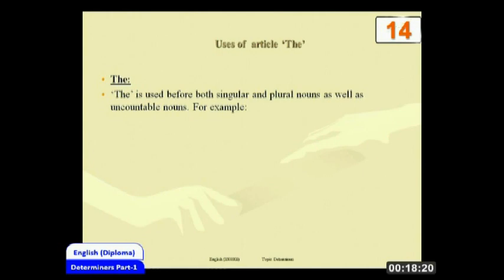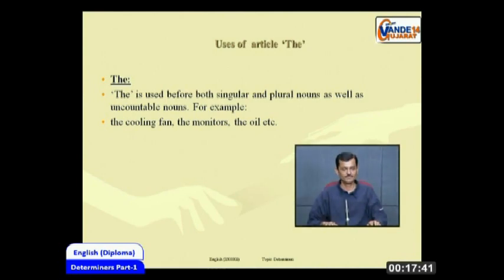Now we have seen the uses of article a or an in detail. Now let us go to the uses of article the. The is used before both singular and plural nouns as well as uncountable nouns. Here mark it very clearly, unlike a or an, article the can be used with both singular and plural nouns as well as uncountable nouns, meaning those nouns which cannot be counted. Examples: the cooling fan. Fan you can count, it's a singular word, we can use article the before it. The monitors. Monitor, countable noun, here in plural form, we can use article the before it. The oil. Oil is an uncountable noun, we can use article the before it.